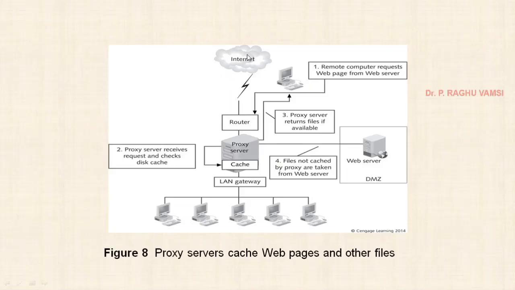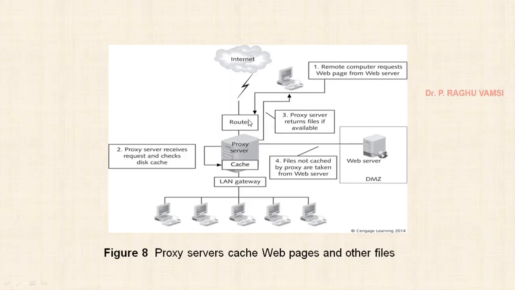So here is the public traffic, the traffic coming from the internet, and there is a router, and to this router the proxy server is attached. In this proxy server, you will be having cache. So this router is connected to this remote computer requesting a web page from the web server.